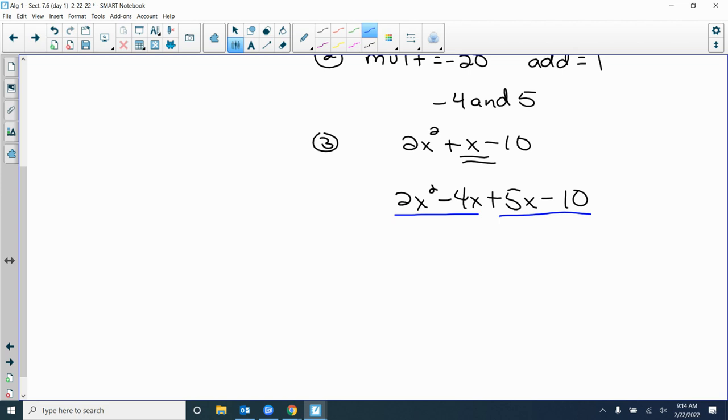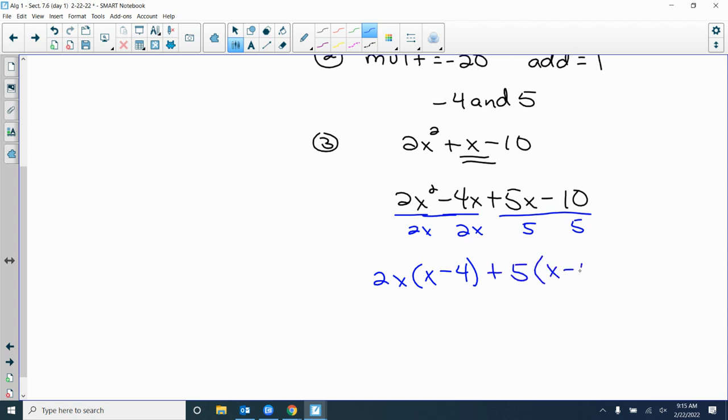All right, Austin, what do you think the GCF is for 2x squared minus 4x? X is part of it, but there is a number that'll go into 2 and 4. 2, so it'll be 2x. And I'm going to put it under both of them. 2x and 2x. 5x minus 10. Diana, what's that GCF? Just 5. So now I get 2x. When I divide, I get x minus 4, plus my GCF is 5.